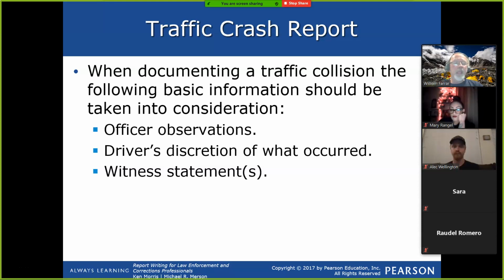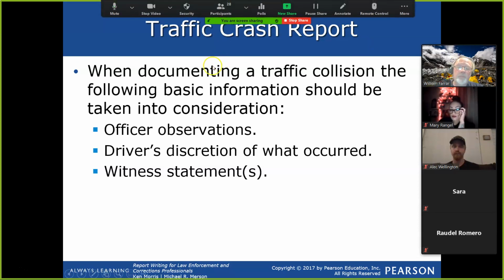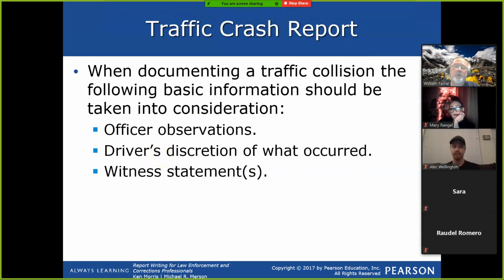You're going to have a notification, unless you happen to observe the crash. It'll be: on this date at this time, I received a call of a crash at this place, and when I got there, this is what I saw. So you'll have a little observation, and a description of what occurred. You're going to have statements from driver 1 and driver 2, or driver 1, driver 2, driver 3. You might even have passenger statements or witness statements. So it's almost in the same format, if you will.